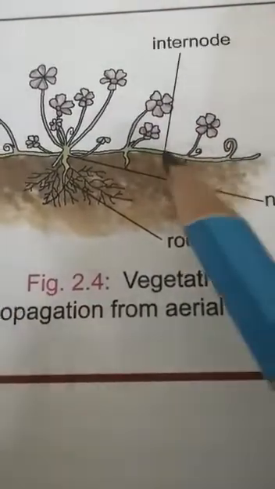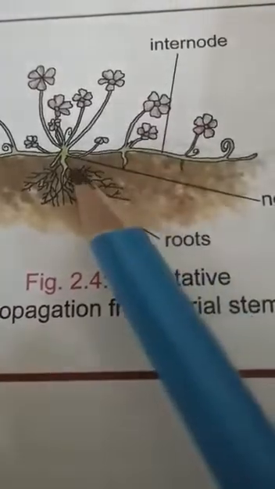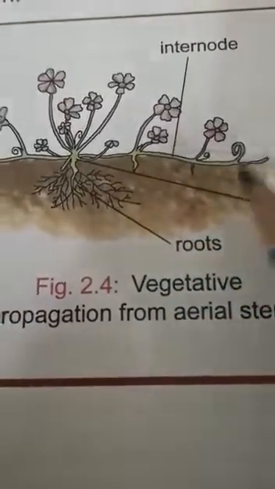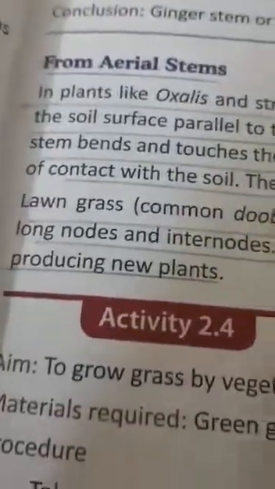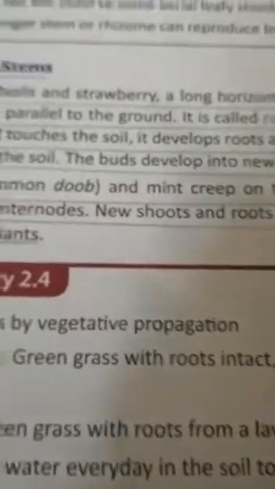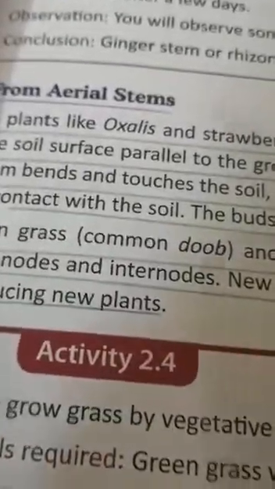Parallel to the soil means on the surface of the soil. So it looks as if it is running on the soil. So it is called a runner. So the examples you have seen: oxalis is there, strawberry is there, or lawn grass is there, or mint is there. These are 4 examples. Okay.